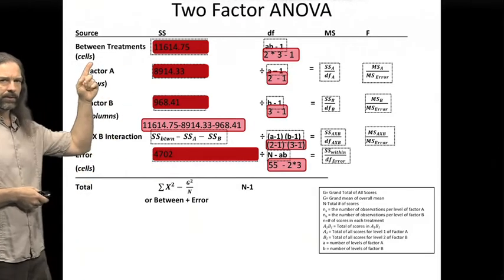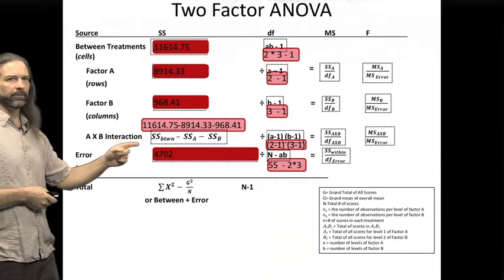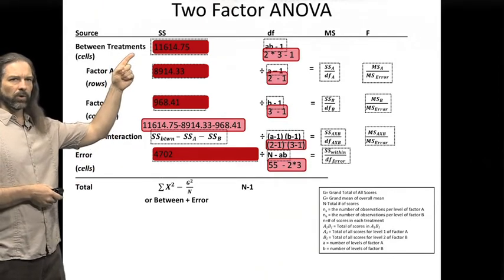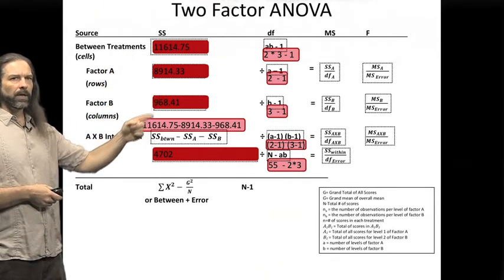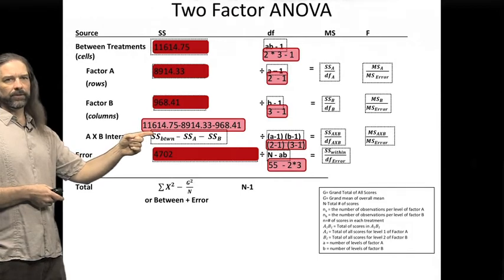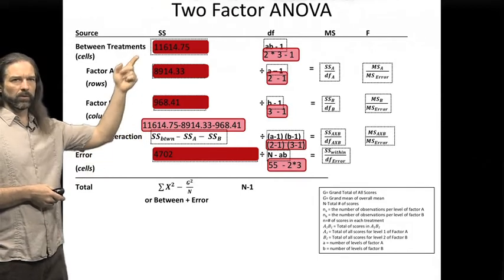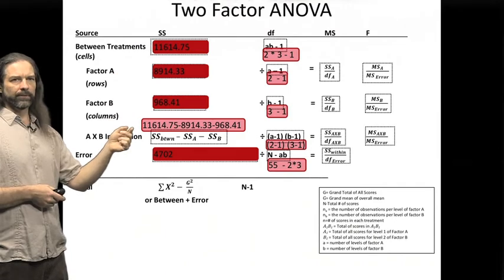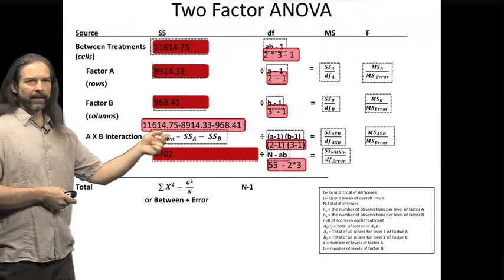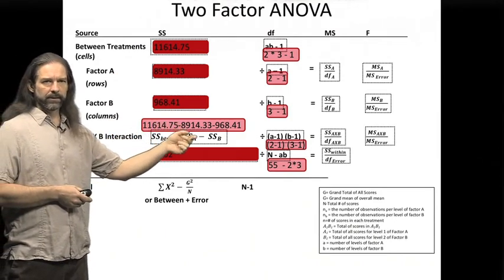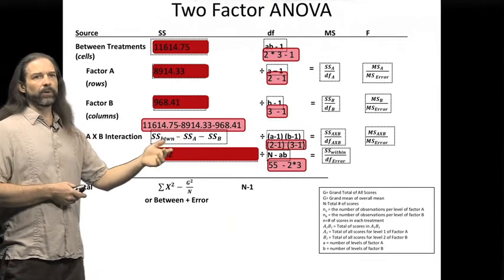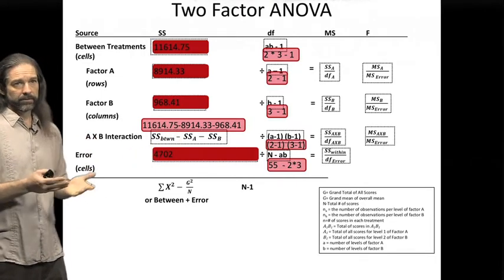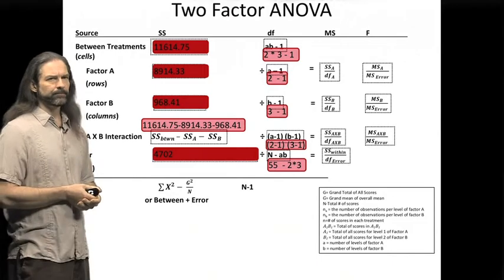Remember, between treatments, I am subdividing that. I'm chopping it into 3 components. So if I have the total and I have 2 partials, to get to that last one, all I have to do is subtract the 2 partials from the total. So you'll notice I take the total of 11,614, subtract the 8914 and the 968. That will leave me with the interaction sum of squares. Very, very simple math that we're doing there.